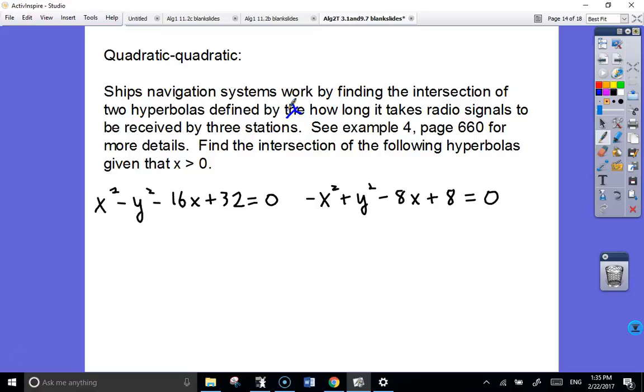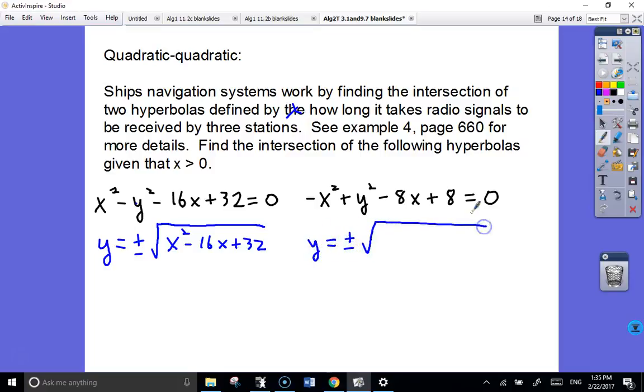So what's the first thing I've got to do to find the intersection, to put them in the calculator? Solve for y. So I'm going to do this rather quickly. If I move the y to the other side and then take the square root, this one's going to be y equals plus or minus the square root of x squared minus 16x plus 32. Okay, this one, if I move the x squared and the negative 8x and the 8 to the other side, I'm going to get y equals plus or minus the square root of x squared plus 8x minus 8. So that's what I've got to put in the calculator.